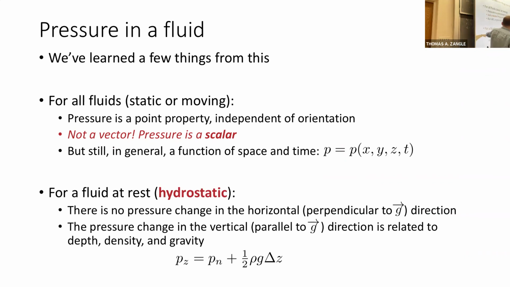For a fluid at rest, we said that there's no pressure change. If we consider the fluid element to have some size, we saw that there's no pressure change in the horizontal direction for this fluid at rest. But in the vertical direction, the change in pressure is related to the change in height. We're going to develop this further to talk about hydrostatic fluids.